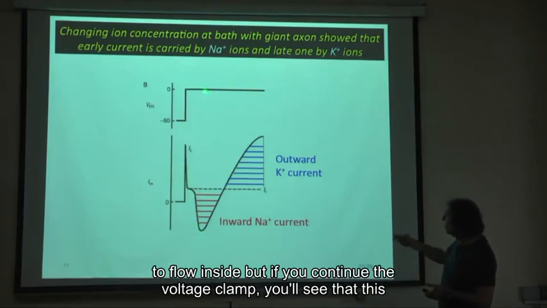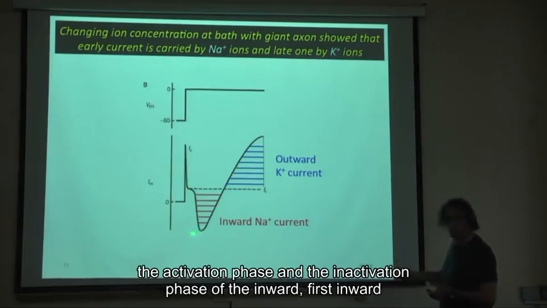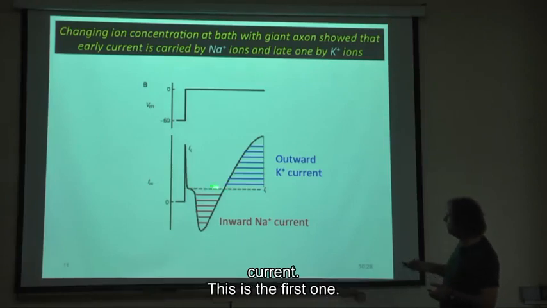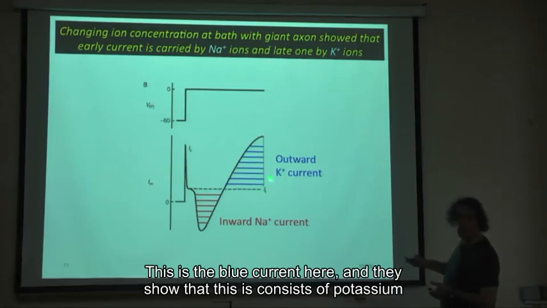But if you continue the voltage clamp, you see that this inward sodium ends, inactivates. So this current has two phases apparently, the activation phase and the inactivation phase of the inward, fast inward current. We call it fast inactivating sodium current. This is the first one. And later on with time, there is a second phase, which is an outward phase. This is the blue current here.